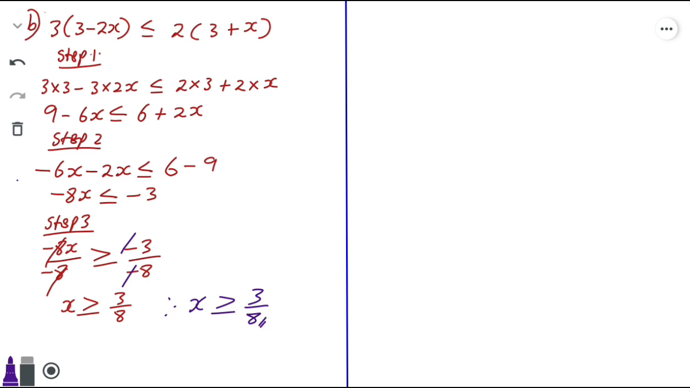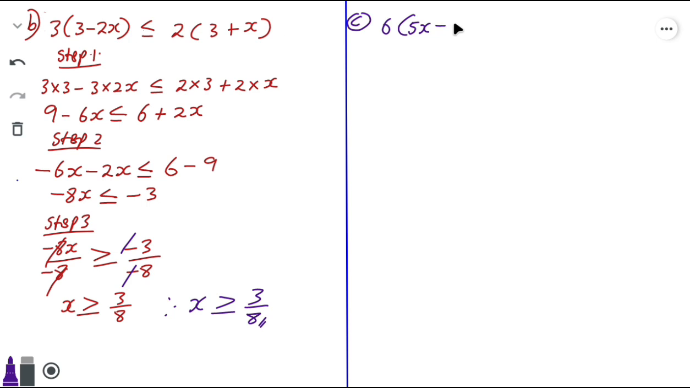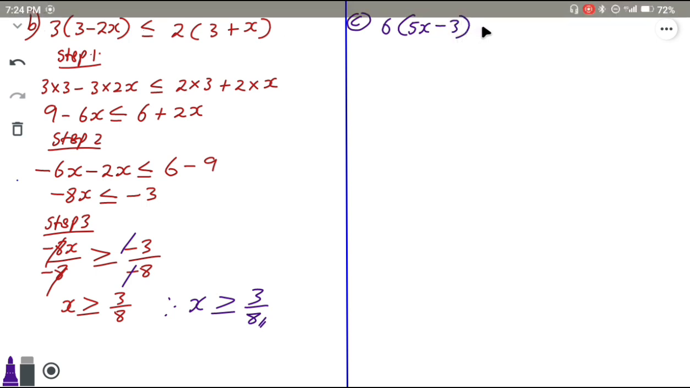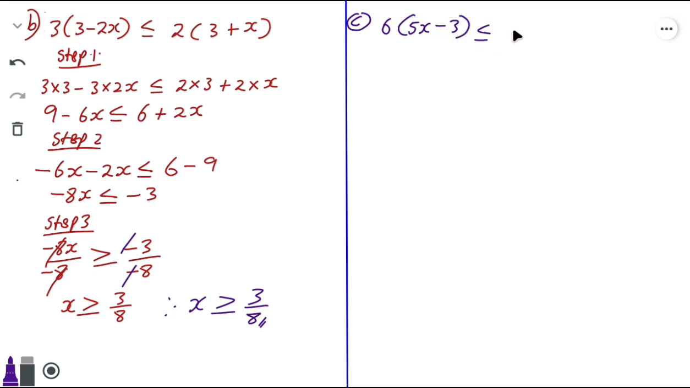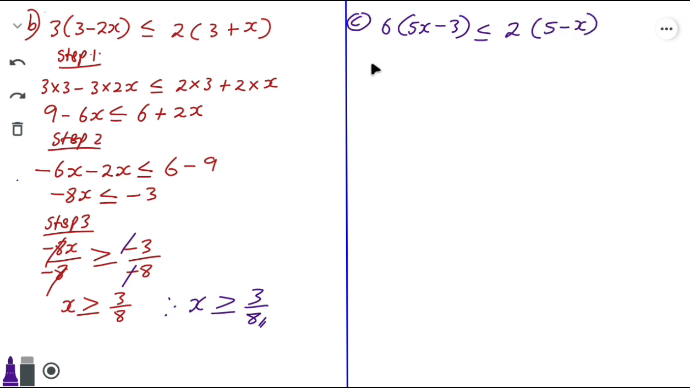Now let's proceed to the third question. So number 3 says we should solve the inequality 6 open brackets 5x minus 3 close brackets less than or equal to 2 open brackets 5 minus x close the bracket. So our step 1 now is to open up the bracket, or we say expand the bracket.